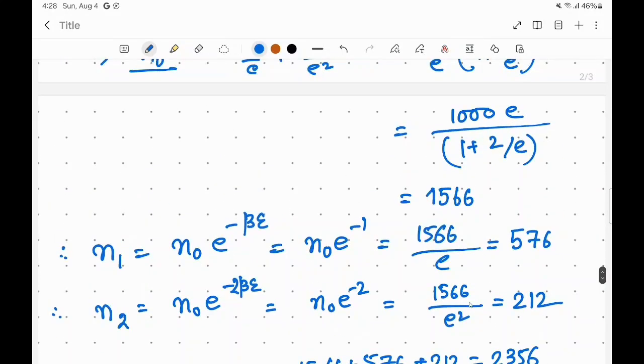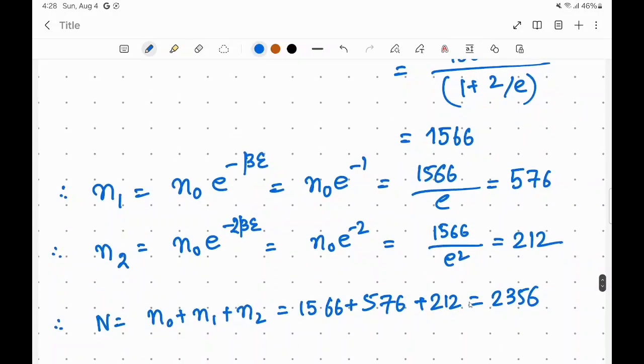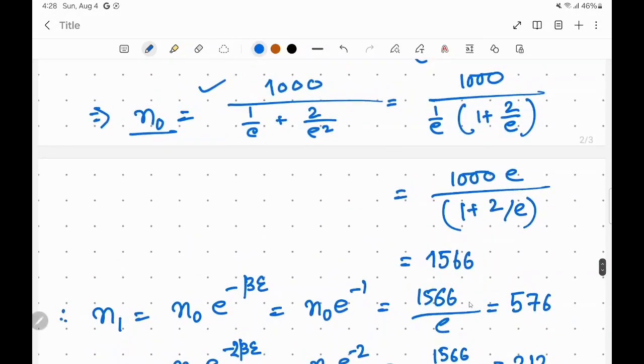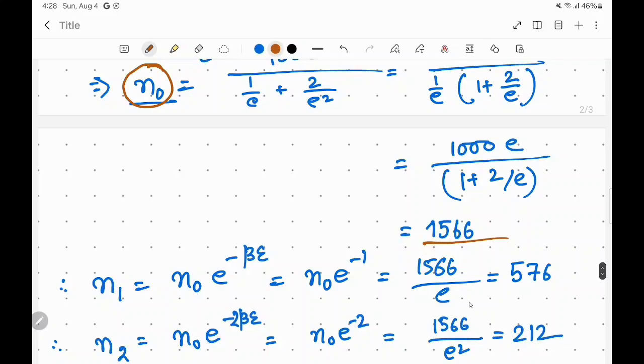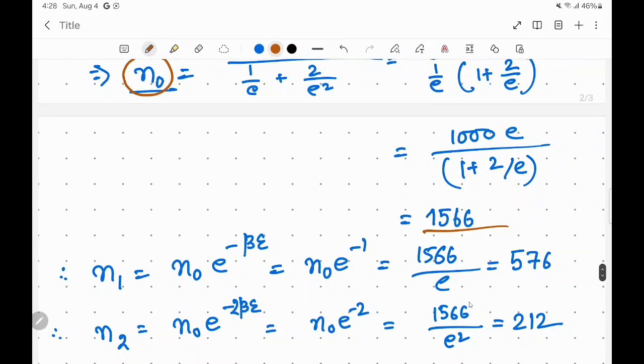I have one doubt. Should I consider the nearest integer, or should I consider the fraction, and after calculating the total N, choose the nearest integer? No, in each case you have to choose the nearest integer, because this is the population at the zero level. You can't consider the fractional value, never. Because one may ask for the population at the ground level, and then you have to answer this. Okay, in that way.